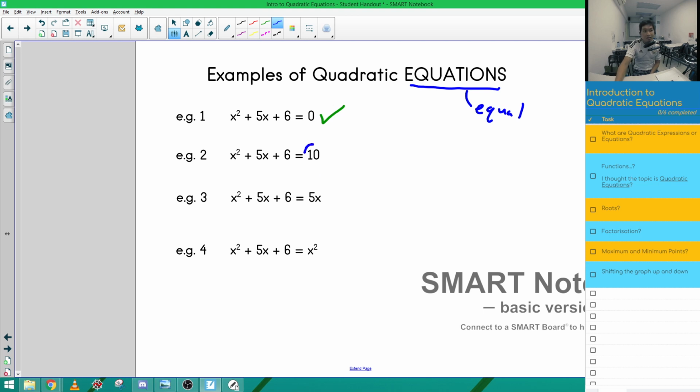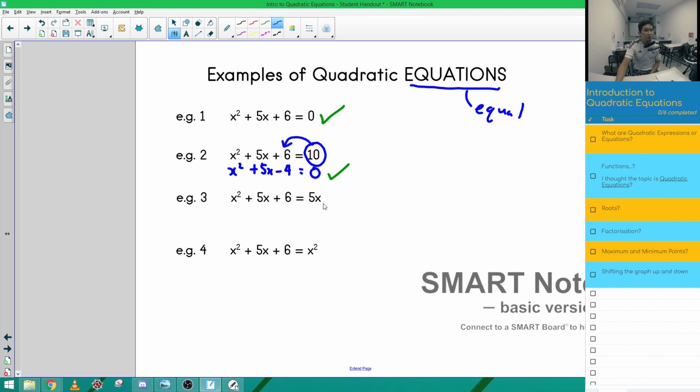The answer is yes. What we can do is take this 10 and move it to the left-hand side, or you can think of it as subtracting 10 from the left and right-hand side. So what we end up with is x squared plus 5x, which remains the same, but now our 6 will have a negative 10. Plus 6 minus 10 gives us negative 4, and this is equated to 0. Guess what? This second line is still a quadratic equation. So let's put a green tick beside example number 2. Good. That is also an equation.